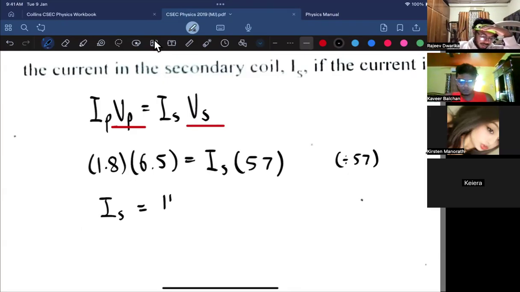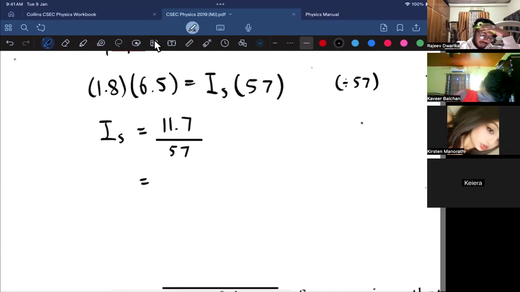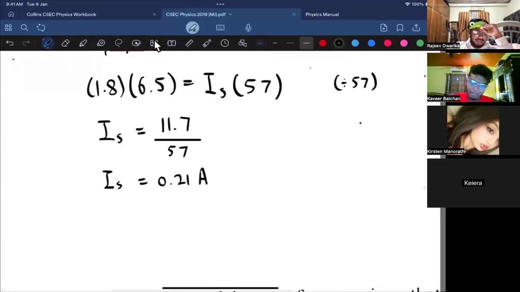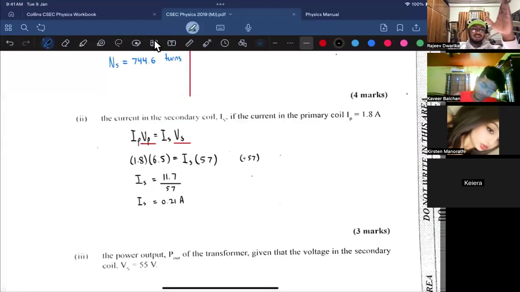11.7. Right, so we have 11.7 divided by 57. What's the answer? 0.205. Oh, 0.21. Yeah. Let me see if that makes sense, right?